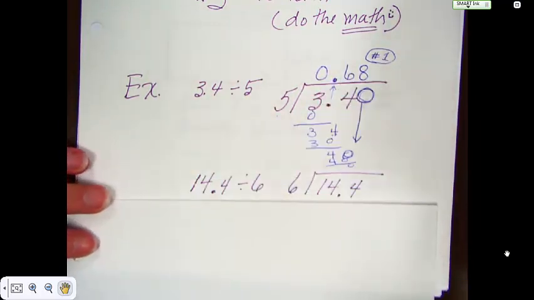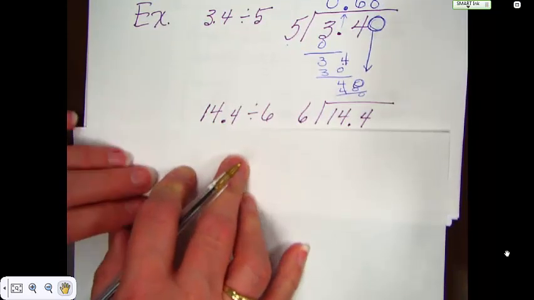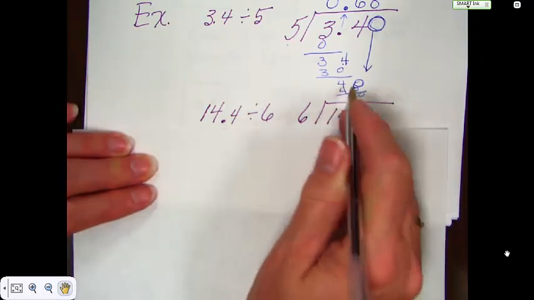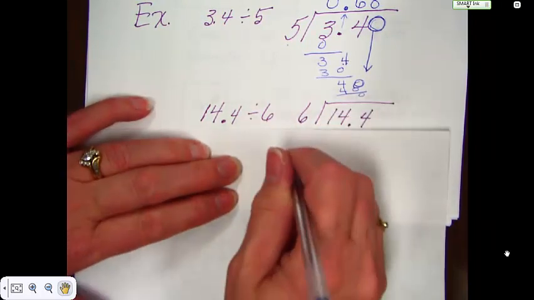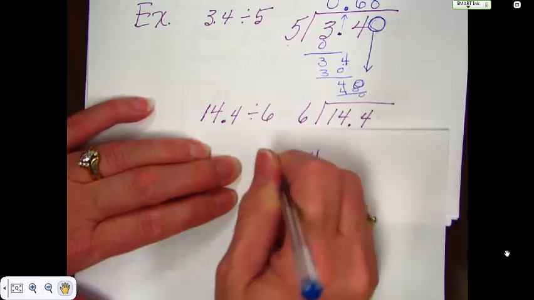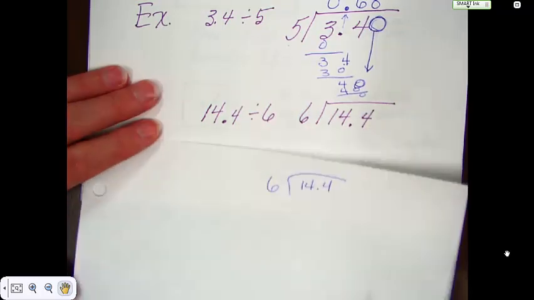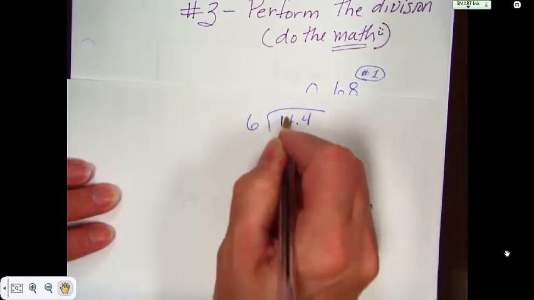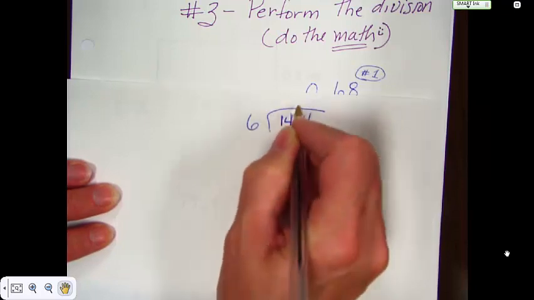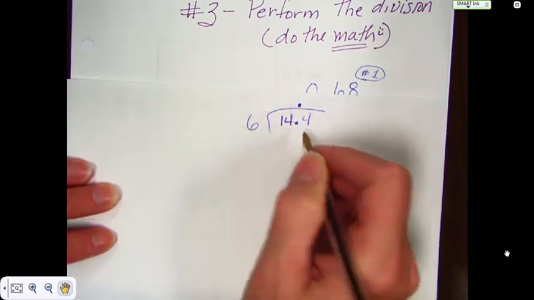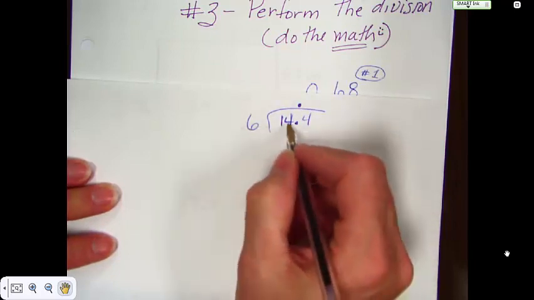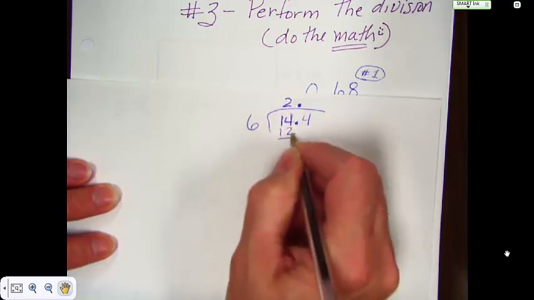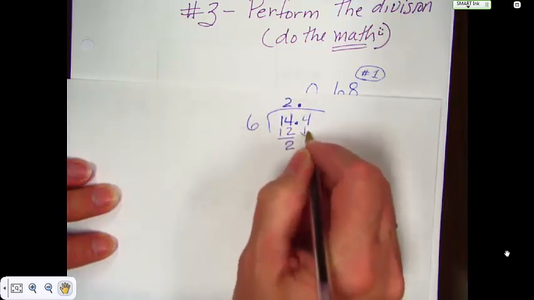Okay? The next problem is 14.4 divided by 6. Now I'm going to write that here because I kind of crowded myself on my original. Okay. Now I know that I've got to bring up the decimal point, so I'm going to do that right away. Now 6 goes into 14. Yes, it does, at least twice, with a remainder of 2. Bring down this 4.